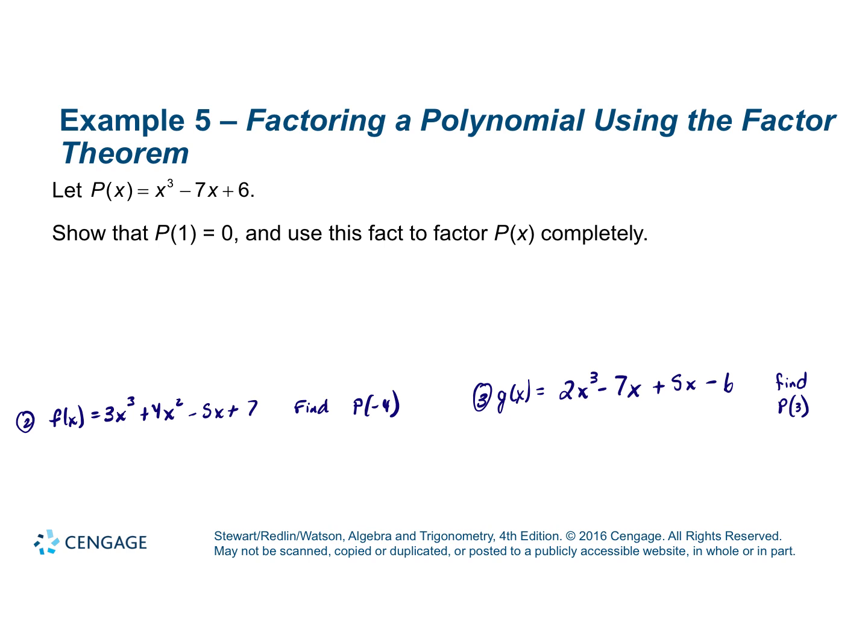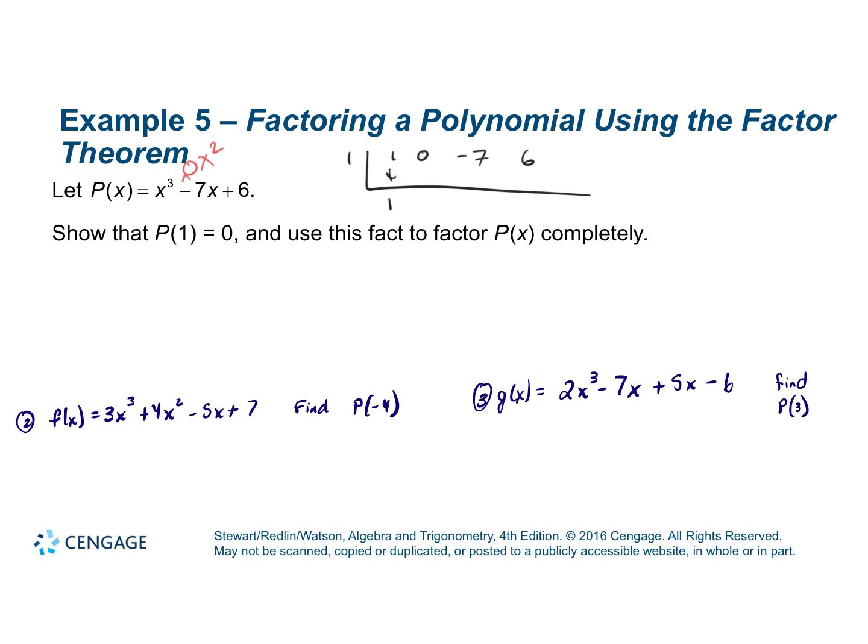We don't have an x squared, so I'm just going to go ahead and write 0x squared in there. They're asking us to show that P of 1 is equal to 0 and use this fact to factor P of x completely. So we're going to use the factor of 1 to prove that this is a factor. We're going to do 1, 0, negative 7, positive 6.